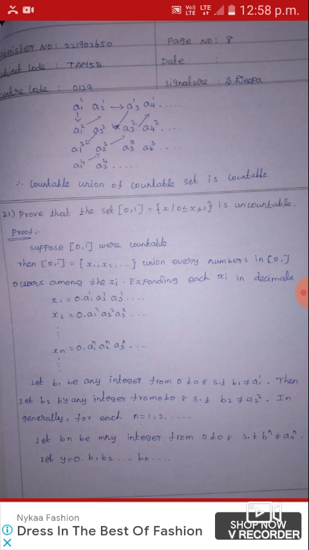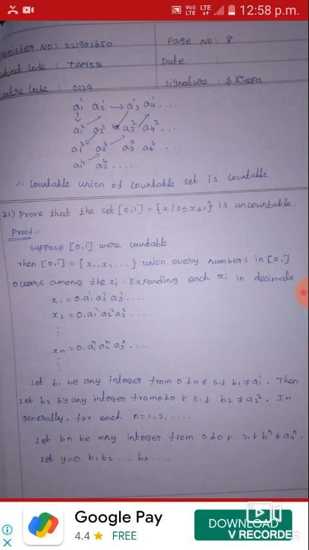Prove that the set [0, 1], equal to the set of x such that x is greater than or equal to 0 and less than or equal to 1, is uncountable. Suppose [0, 1] is countable, then we can list it as x1, x2, and so on, so every number in 0 to 1 occurs among the x_i, expanding each x_i in decimals. x1 is 0.a1 dash, a2 dash like that. x2 means 0.a1 square, a2 square like that, up to x_n.